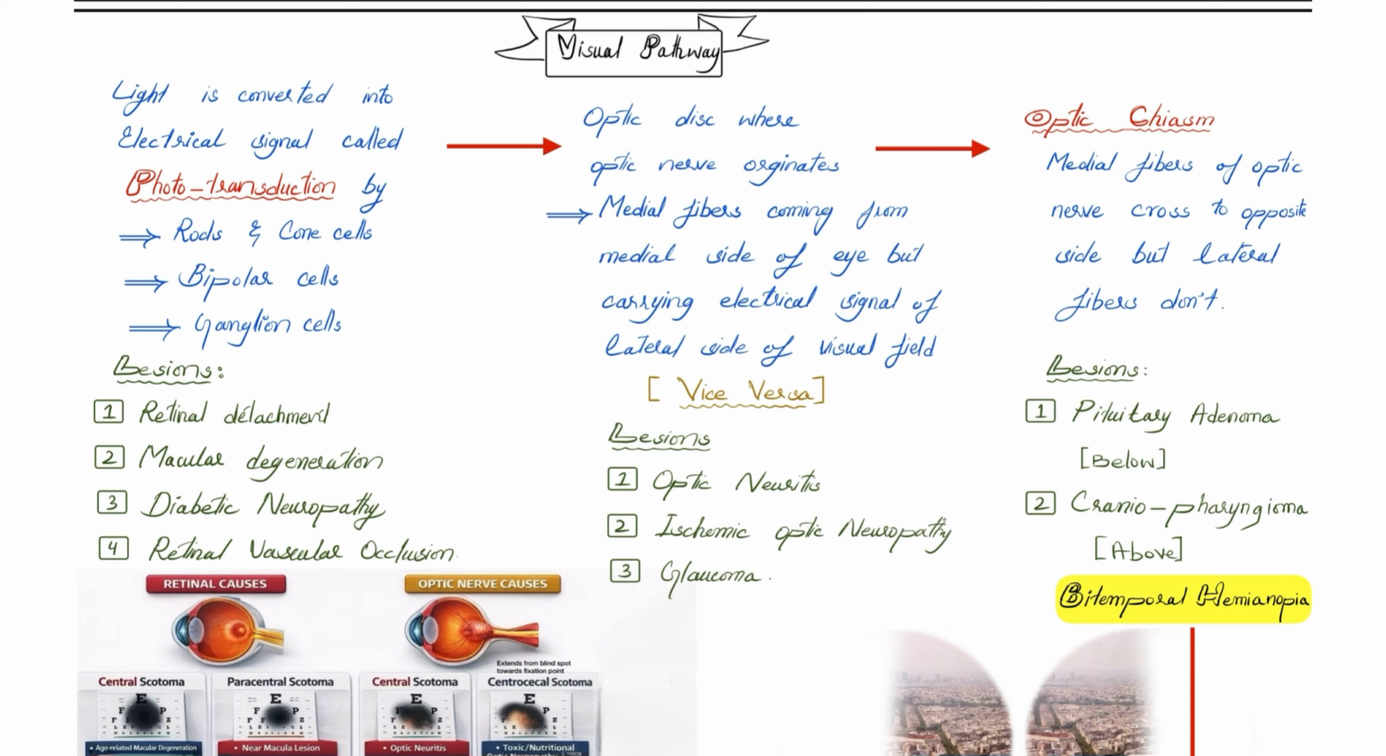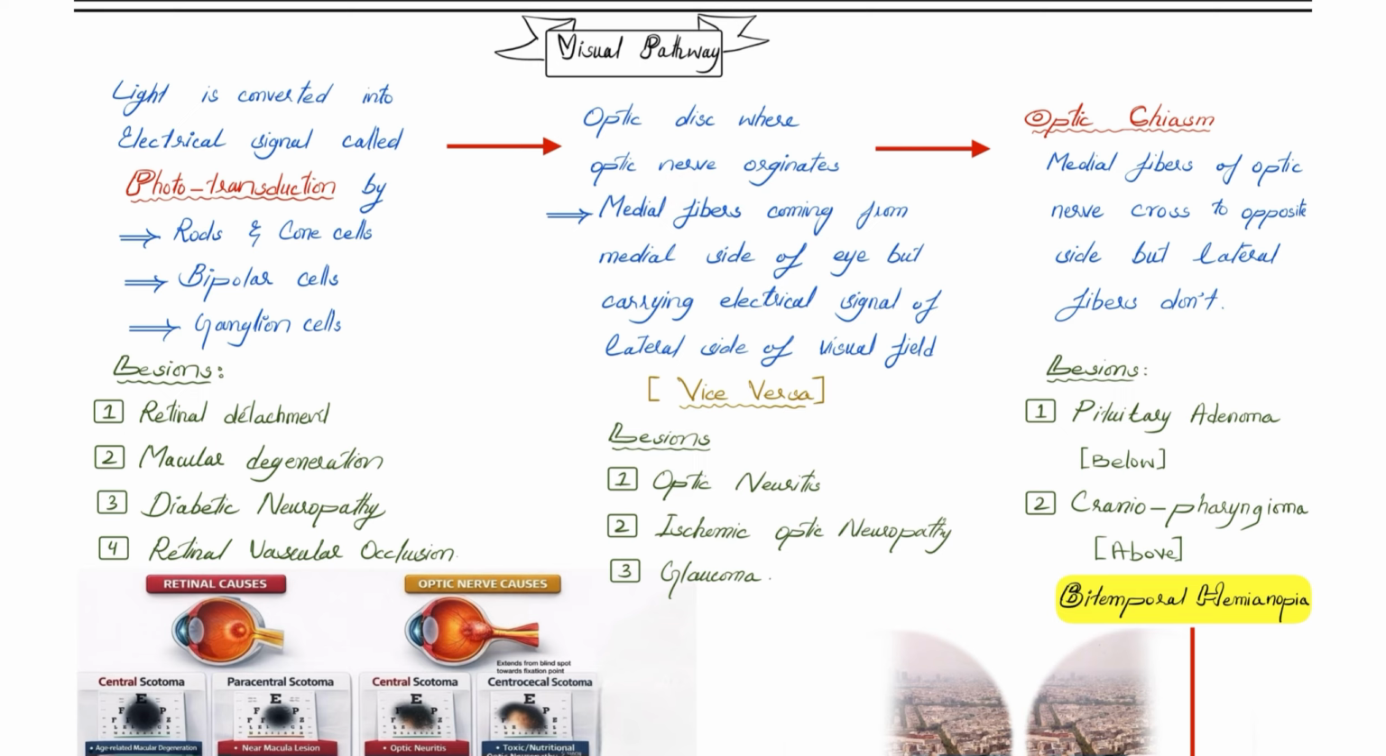Trauma to these cells is caused by retinal detachment, macular degeneration, diabetic neuropathy, and retinal vascular occlusion. And the axons of these cells, like axons of rods and cone cells, bipolar cells, and ganglion cells, are collectively called optic nerve. And optic disc is the area where optic nerve originates.